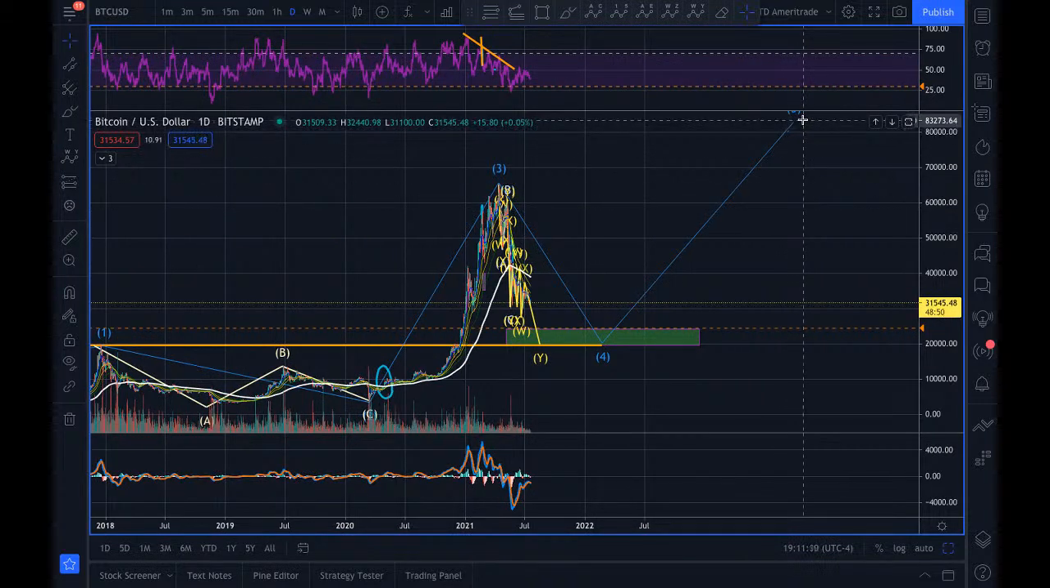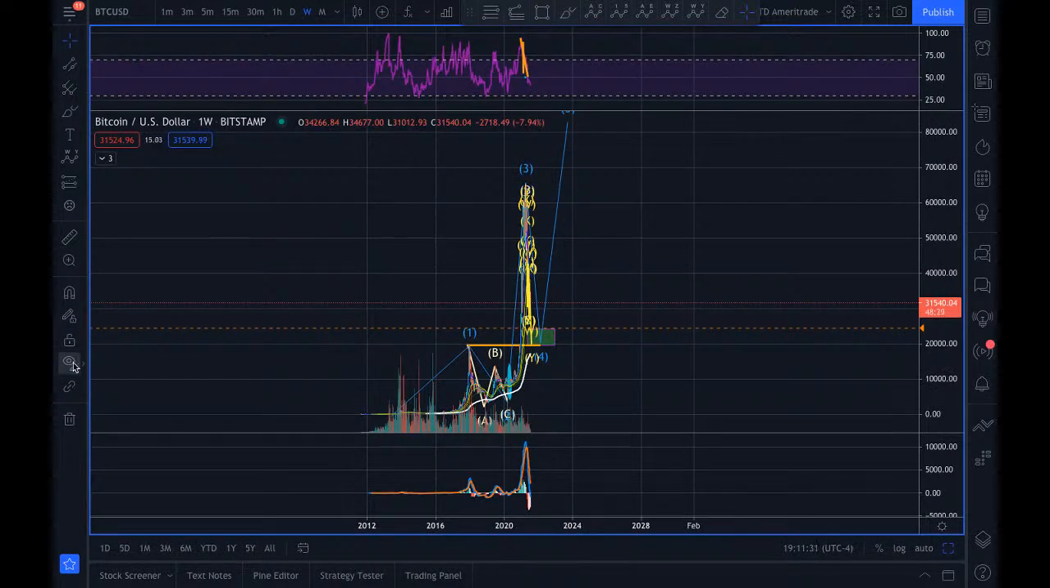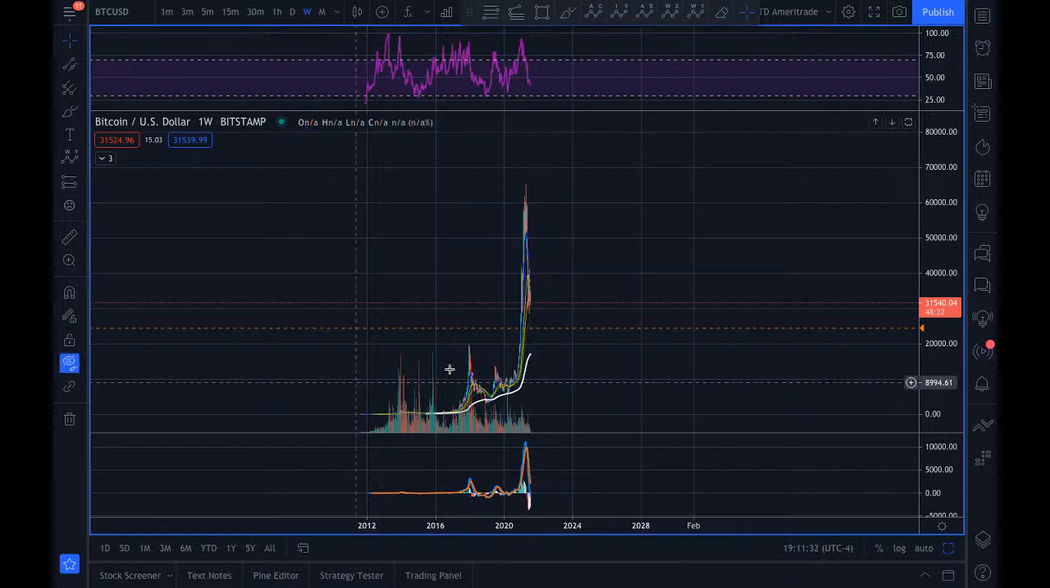That'll make a lot of people happy. Although when it goes up there, people are going to be like, oh, it's going to 1 million or it's going to 100,000. Yeah, it could go to 100,000 from there, but people that don't understand Elliott Waves are going to be freaking out excited, and I'm going to be selling up around 80 some and waiting for it to come back down to like 10 grand or something.